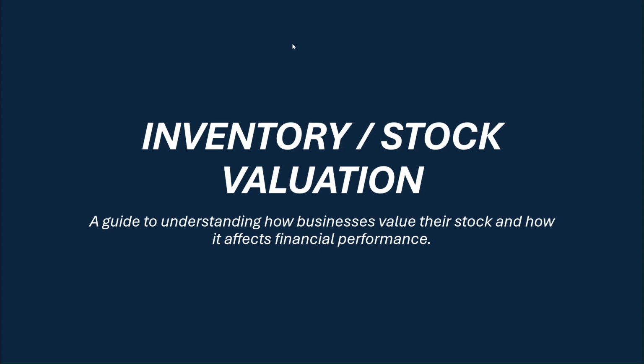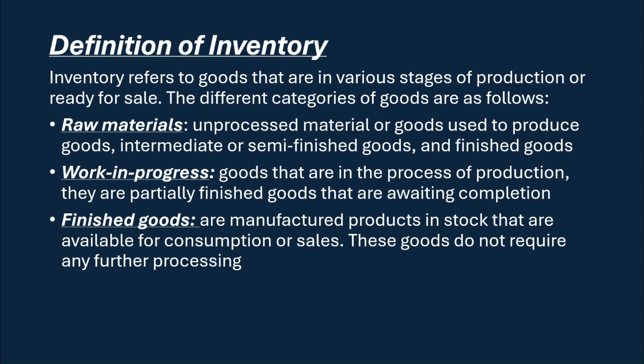So let's get started. Now, we have the inventory or stock valuation, right? So this is basically a guide to understand how businesses value their stock and how it affects financial performance. Now, let's look at the definition of inventory. Right. So now, inventory basically refers to goods that are in various stages of production or ready for sale. The different categories of goods are as follows, right?